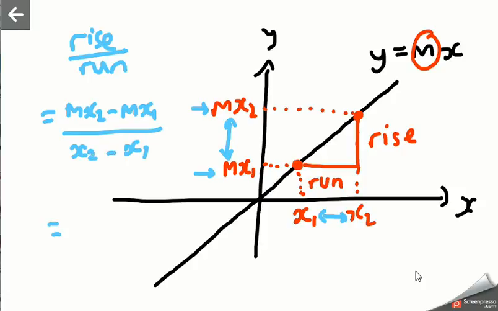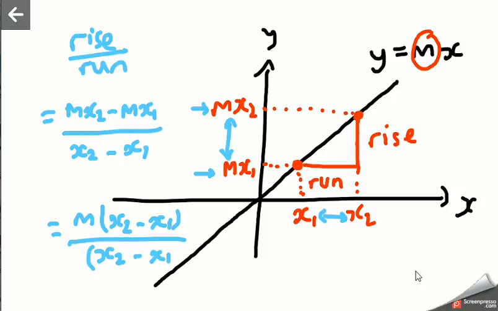Well, using a bit of year 10 algebra, we can factor out the m on top. So the top part, the numerator of this fraction, is equal to m times x2 minus x1. And we're still dividing by x2 minus x1. And so now we know that m times x2 minus x1 divided by x2 minus x1 has to just be m, because we can cancel these two out. So we're left with just m, as we expected.